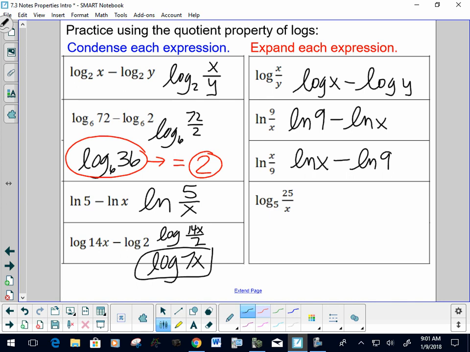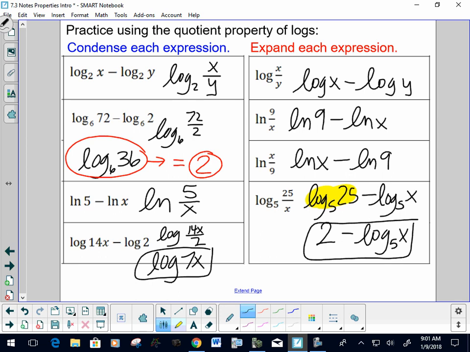Okay, the last one on this list, the log base 5 of 25 over x would be log base 5 of 25 subtract log base 5 of x. Log base 5 of 25, though, that's one we should be sort of familiar with. Log base 5 of 25 is exactly equal to 2. 5 squared is 25. So our final answer would be 2 minus log base 5 of x.